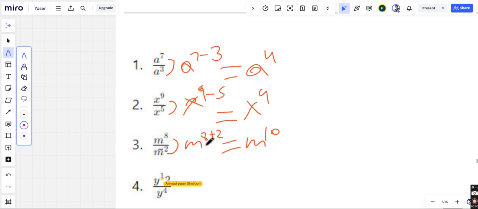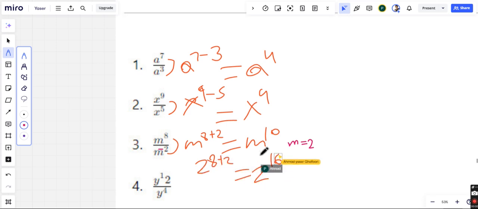Good. Now instead of m, if I just write m is equal to 2, now what is the value? What is the answer for this question? That would be 2 to the power of 8 plus 2, which would give us 2 to the power of 10. Good. Now what is the value of 2 to the power of 10? 2 to the power of 10 is equal to 1024. That's good.